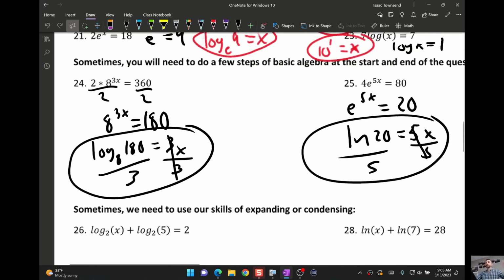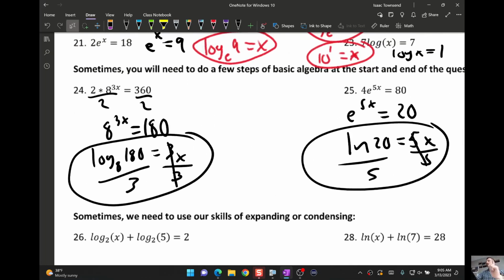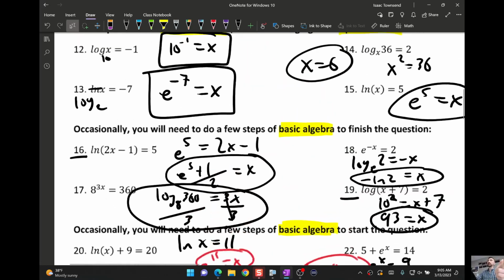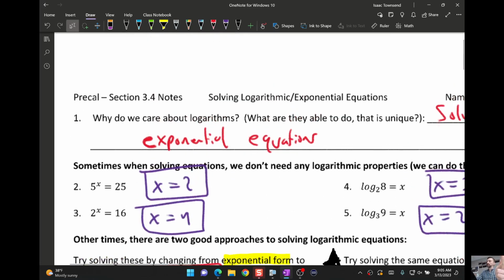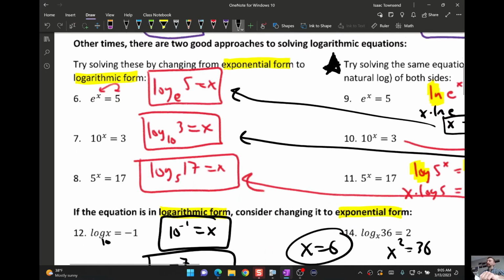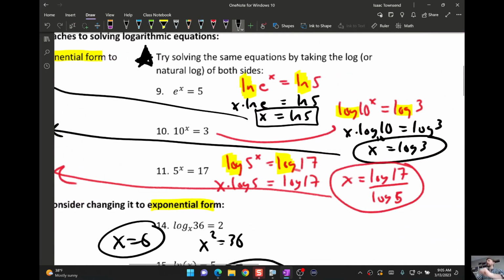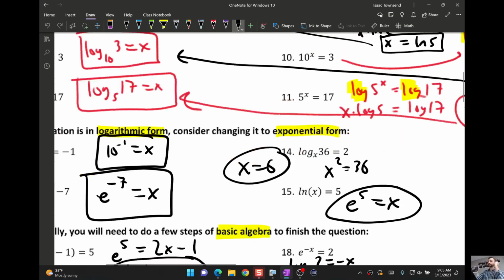Okay, so most important thing we talked about on the front page was switching forms. Sometimes algebra at the beginning, sometimes algebra at the end. If we're lucky, it's one we can do in our head, like questions 2 through 5. And then worst case, when you don't know anything else to try, take the log of both sides.